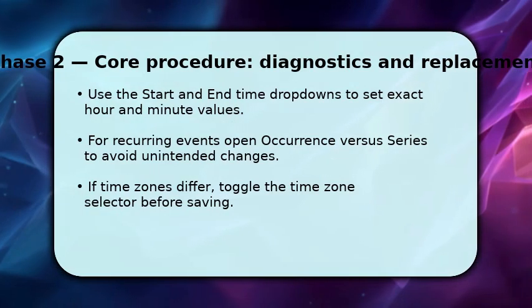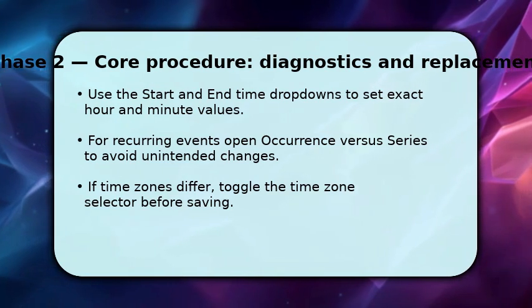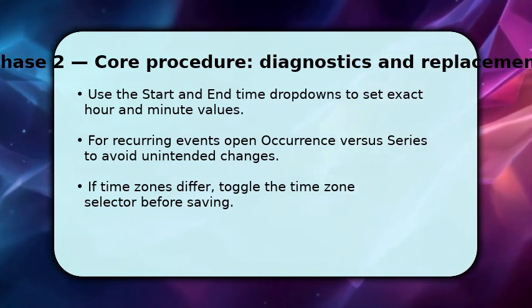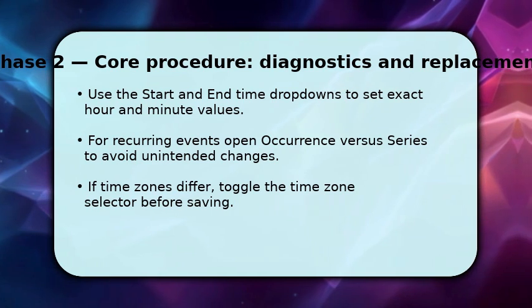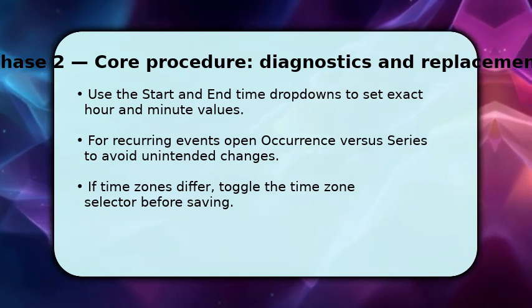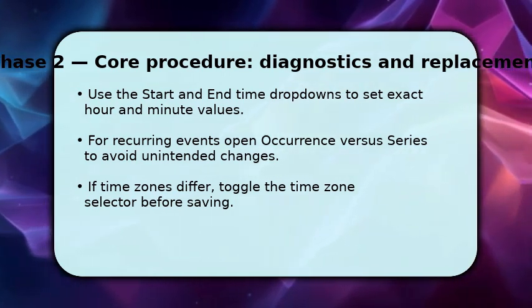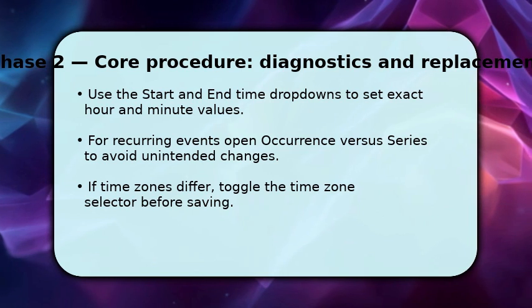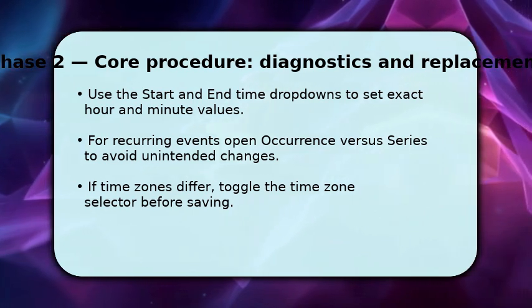You now change the start and end times directly in the Edit window, typing or selecting the exact hour and minute to avoid rounding errors. Once done, check the time zone toggle. If attendees are in other zones, set the event's explicit time zone so Outlook converts properly.